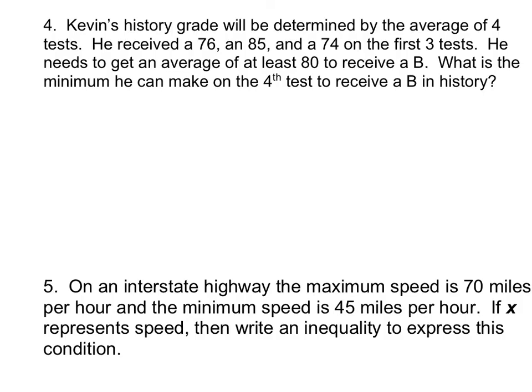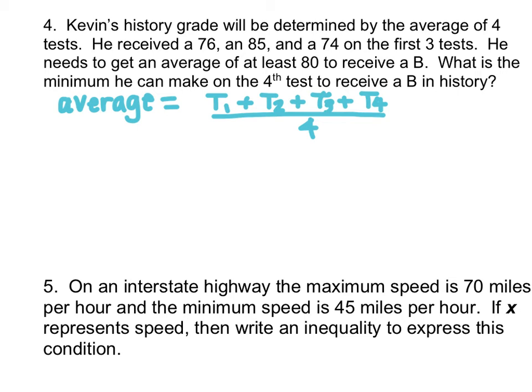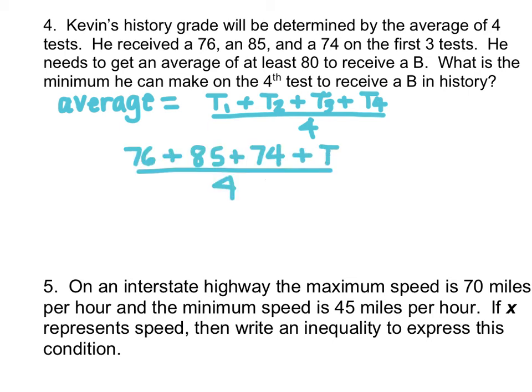Number 4, Kevin's history grade will be determined by the average of 4 tests. He received a 76, 85, and a 74 on the first 3 tests. He needs to get an average of at least an 80 to receive a B. What is the minimum he can make on the 4th test to receive a B in history? First, I want you to think about how to find the average of 4 tests. To find the average of 4 tests, you will add the 4 tests together and divide by 4. Copy the expression to find the average.